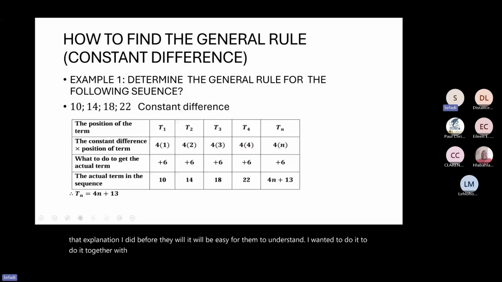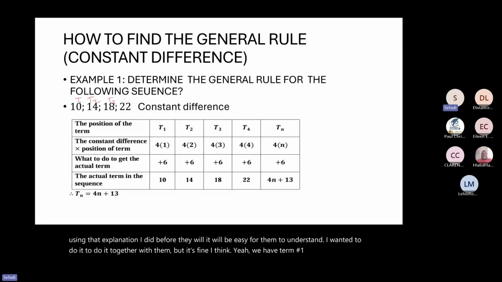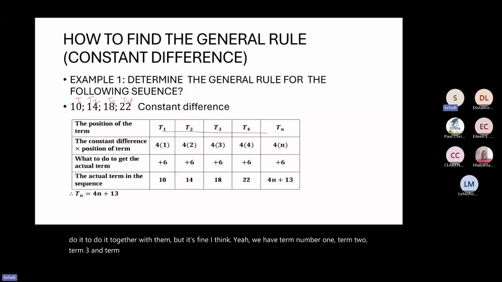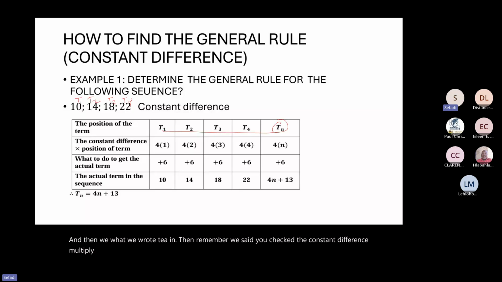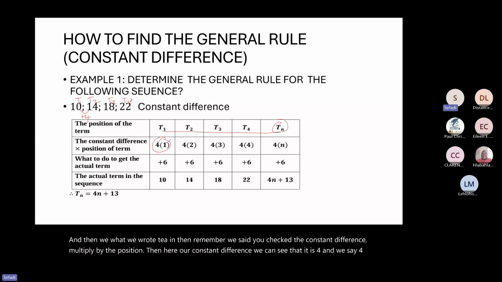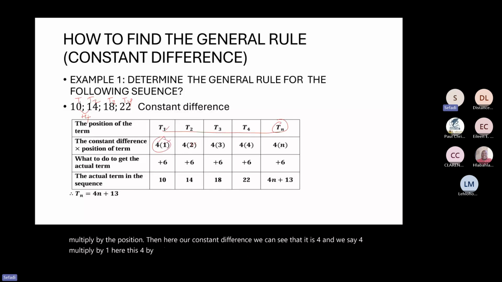I think here we have term number 1, term 2, term 3, and term number 4. Here again, and then we wrote Tn. Then remember we said you check the constant difference multiplied by the position. Here our constant difference is 4. Then we say 4 multiplied by 1, 4 by 2, 4 by 3, 4 by 4, and 4 by n.